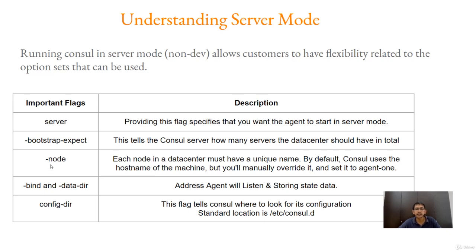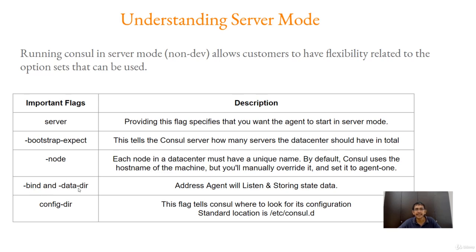The next one is the node. Each node in a data center must have a unique name. By default Consul uses the hostname of the machine, but you can actually override it. For example, till now we have never set this node flag. All the time Consul used to take the hostname of the machine. However, in case you want to override that, then you can specify the node.